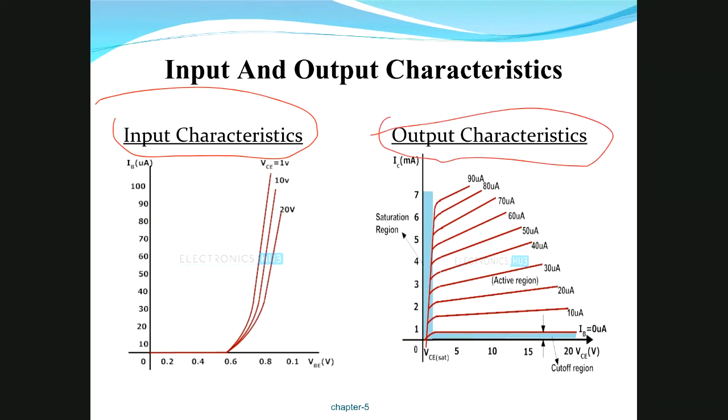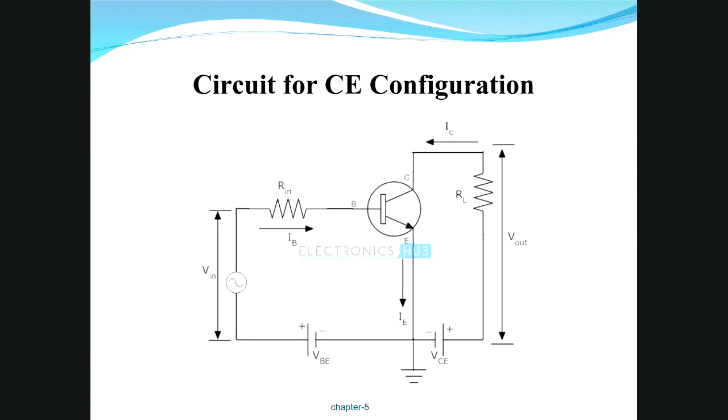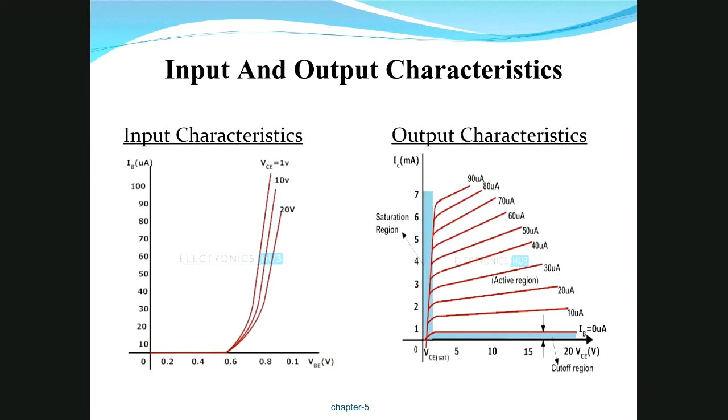The input characteristic is between input voltage and input current. What is the input current? Going back, this is the input and this is the base, so this base current is the input current. One important difference I want you to notice is this current and this current: one is in microampere, the other is in milliampere. We have discussed earlier that the base is very narrow and the current in the base is also very, very small. This is the reason why it is micro and milli in practice.